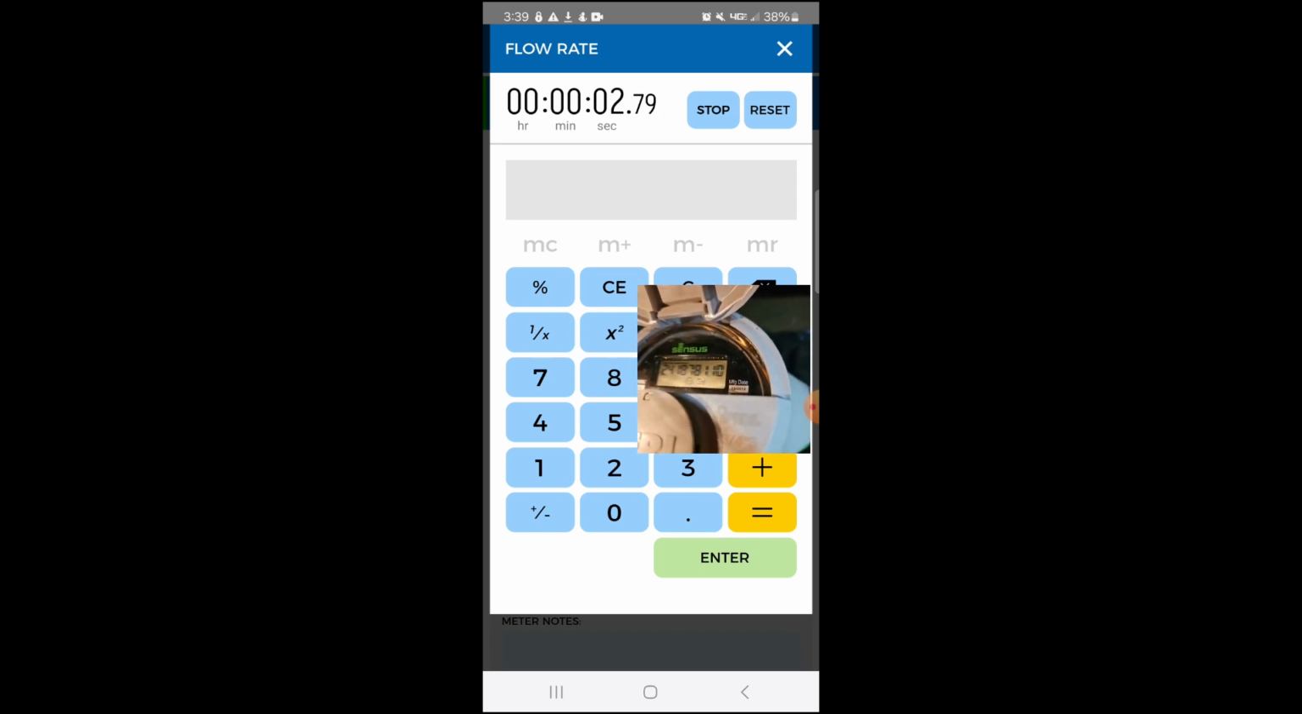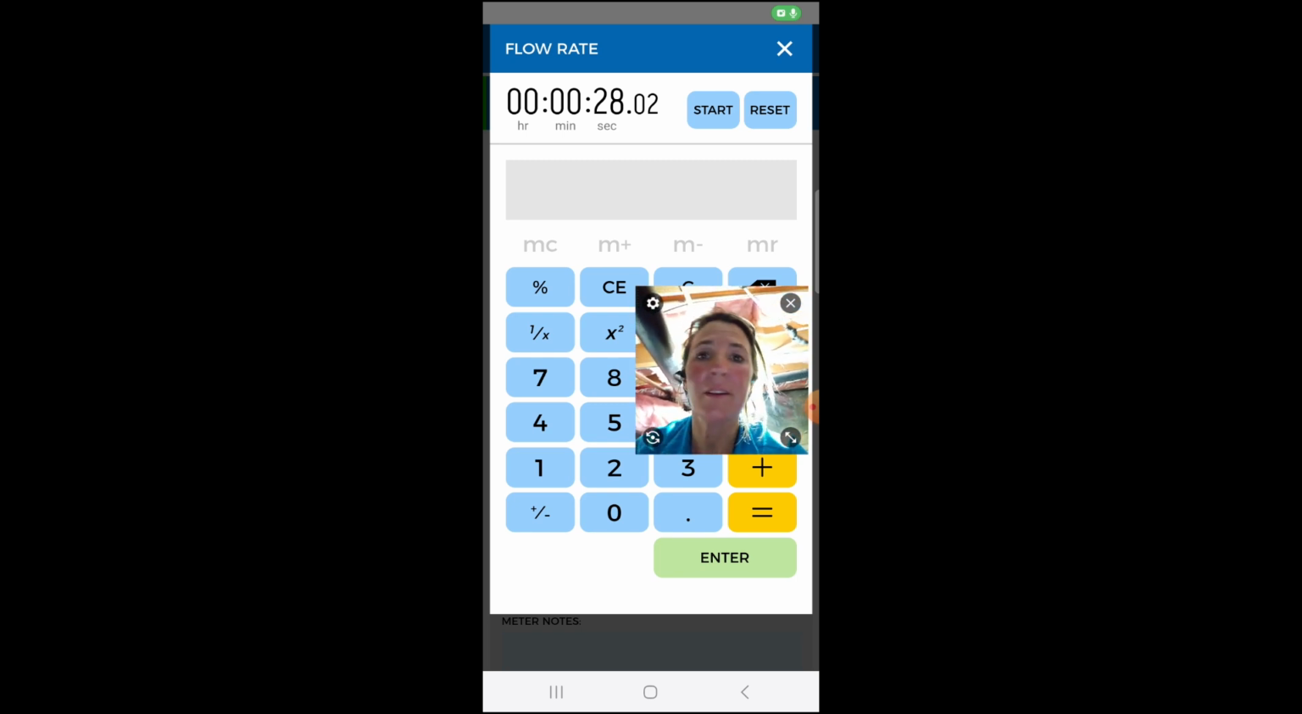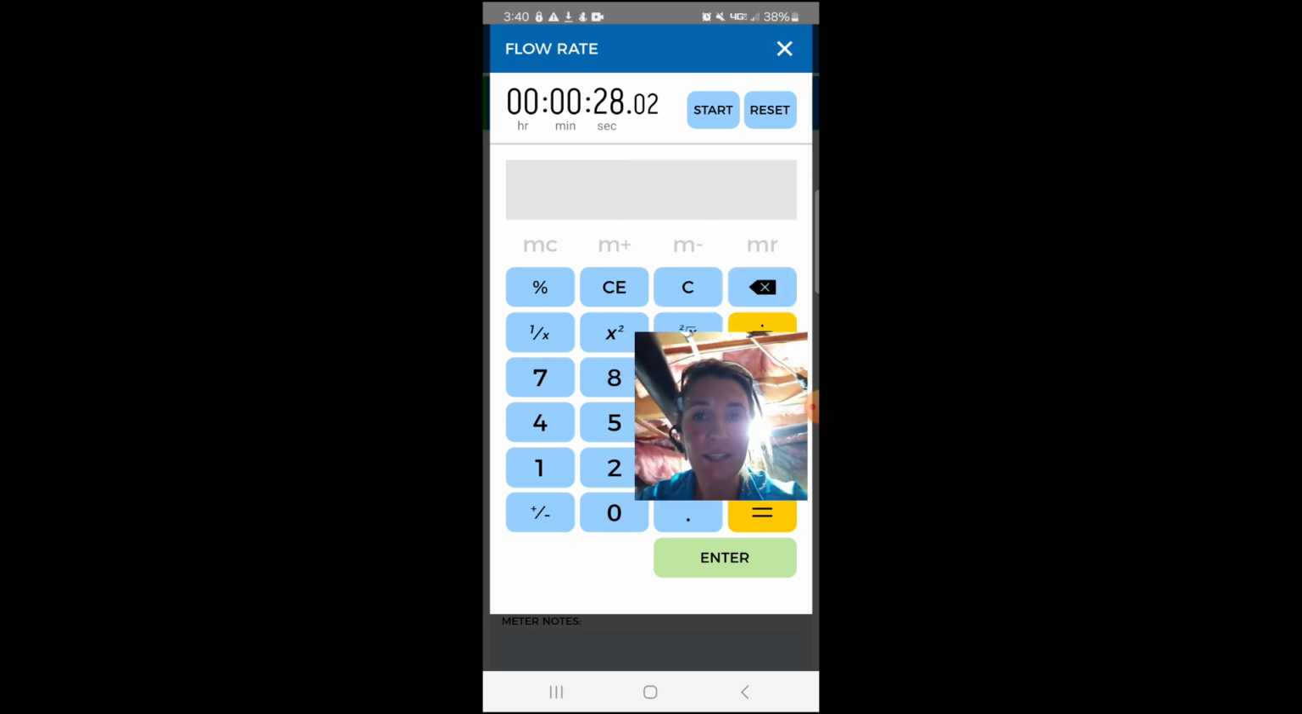Okay, so we start. Now we're going to let a little bit of time go by, and we're going to stop it at another known location. So how about we give it a full gallon. So it started at 81, we're getting towards 82. Okay, so what we see is that we have 1 gallon in 28 seconds.